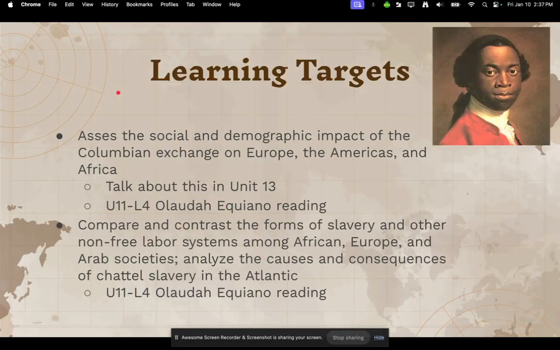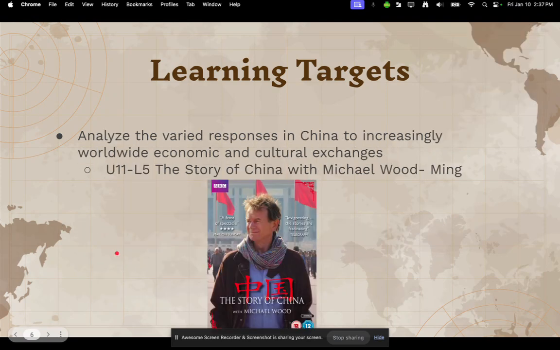Another learning target: assess the social and demographic impact of the Columbian Exchange on Europe, the Americas, and Africa. We're going to talk about that a lot more in Unit 13, but we will also get to it this unit, in U11-L4, an Olaudah Equiano reading. Also, compare and contrast the forms of slavery and other non-free labor systems among African, European, and Arab societies, and analyze the causes and consequences of chattel slavery in the Atlantic, which we will talk about a little more in the U11-L4 Equiano reading.